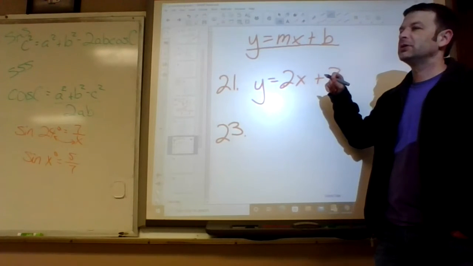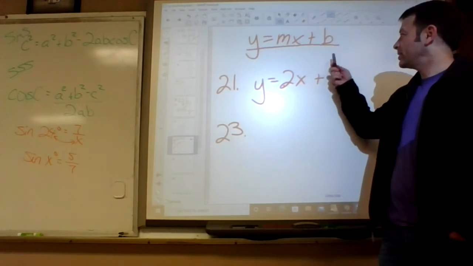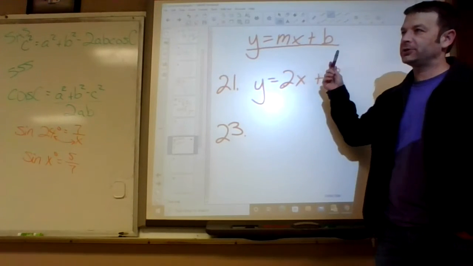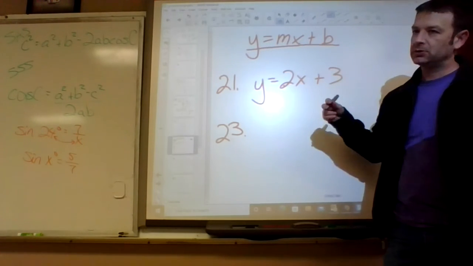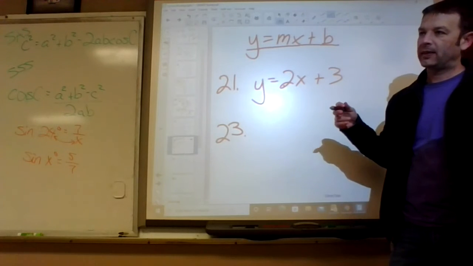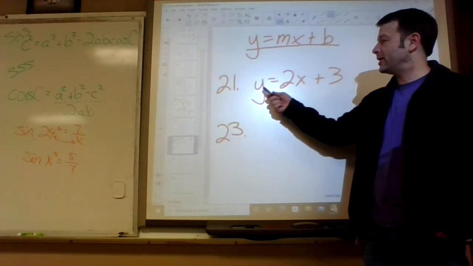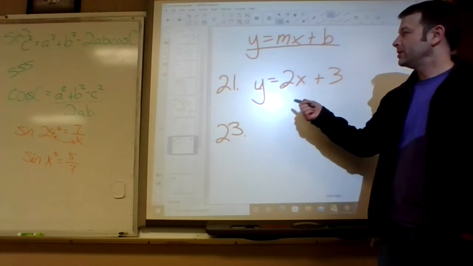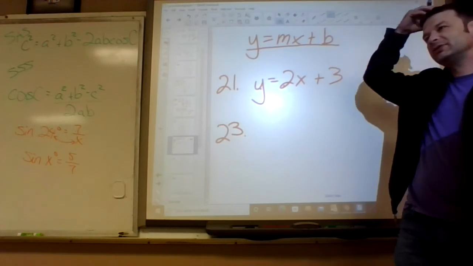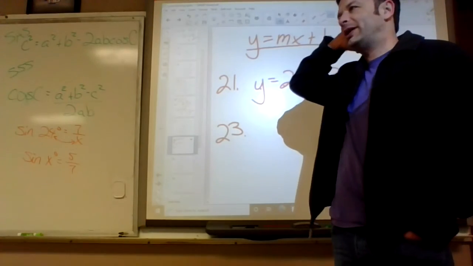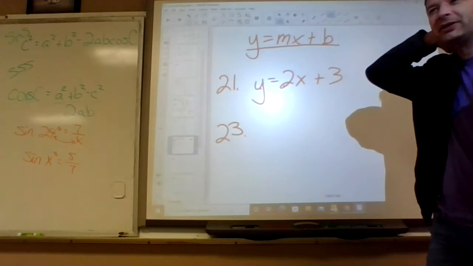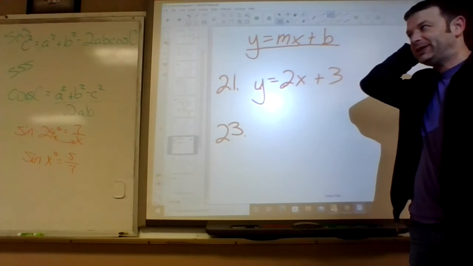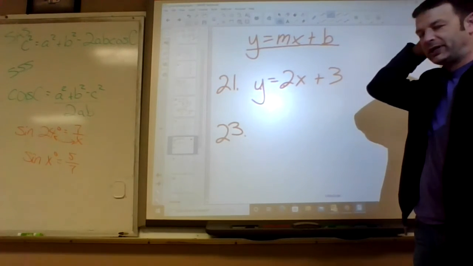But why does the 3 go with the b? The y-intercept goes right there. It's where it crosses the y-axis. We don't call it the y because there's a y right there. The y-intercept is where it crosses the y-axis. The y value can be a lot of things, but it crosses the y-axis at one point.